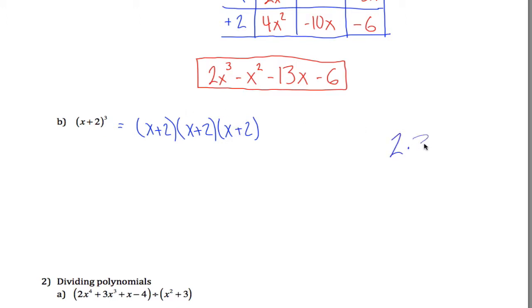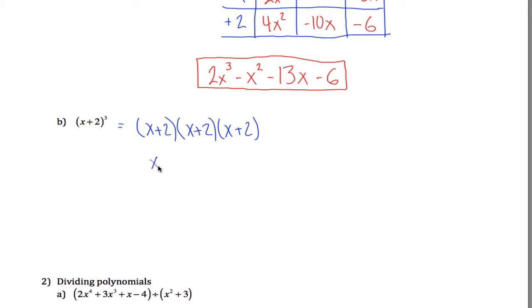If I ask you what's 2 times 3 times 5, you could say, well, 2 times 3 is 6, and 6 times 5 is 30. So 2 times 3 times 5 is 30. That same idea works over here. (x + 2) times (x + 2), I can do that. FOIL things, do boxes if you want, whatever you want.